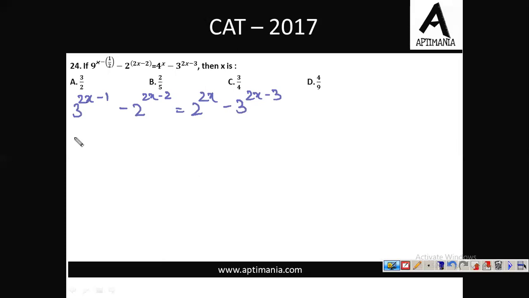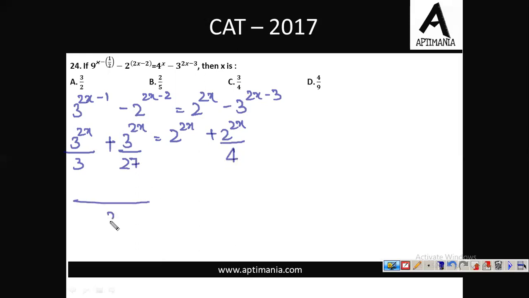Right? So this 3 raised to the power 2x minus 1 can be written as 3 raised to the power 2x upon 3. And this minus 3 raised to the power 2x minus 3, on coming to this side, will become positive. So it will be 3 raised to the power 2x upon 3 to the power 3, that is 27, equal to 2 raised to the power 2x plus 2 raised to the power 2x upon 2 raised to the power 2, which is 4.